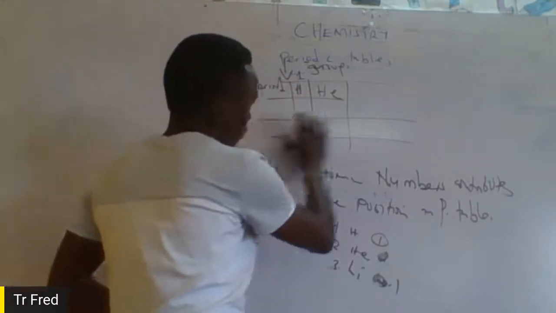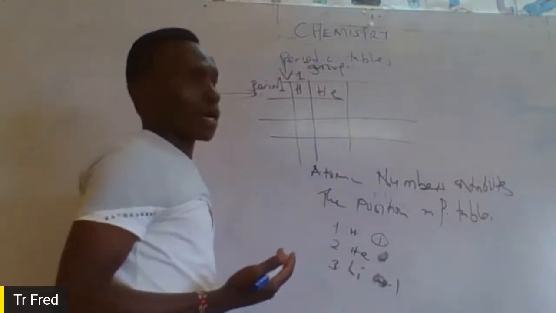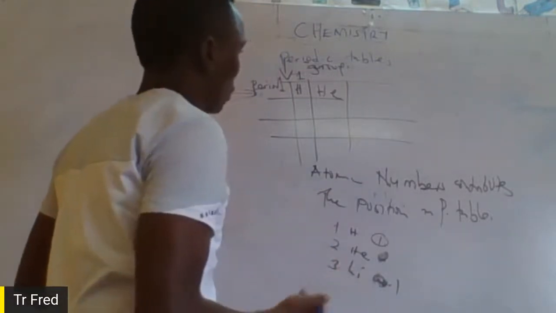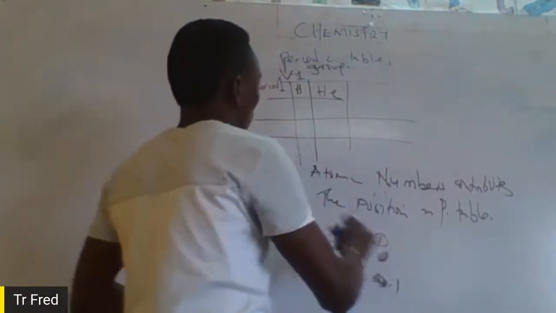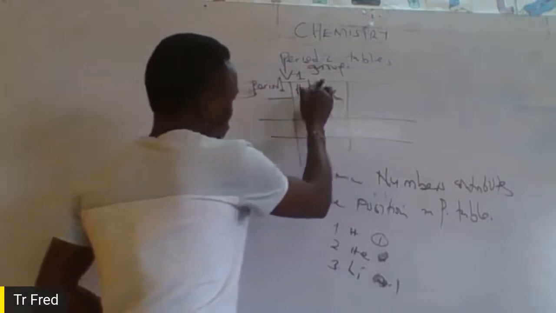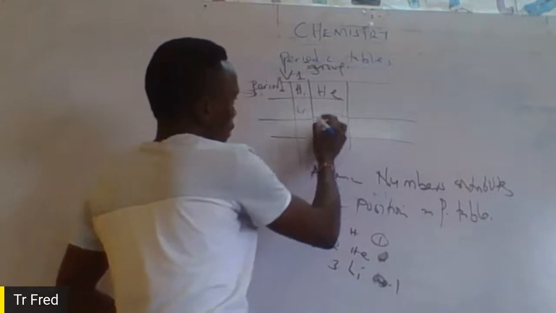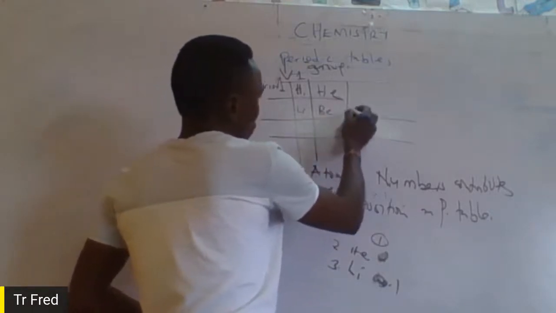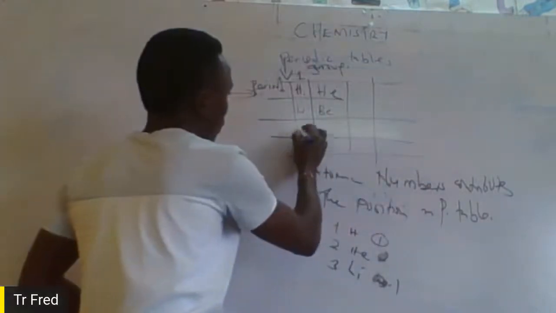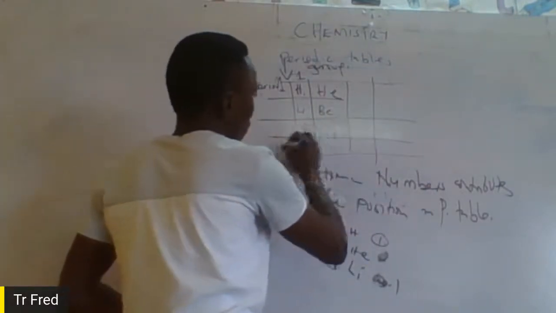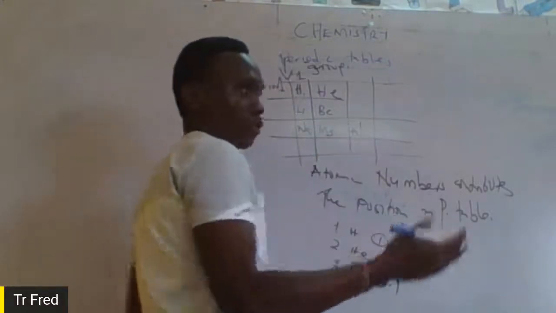So across the period, we have an increase in the number of outermost electrons, or the number of energy levels increasing across the period. Therefore, from hydrogen to helium, then we get to lithium, which is 2, 1. Then beryllium, boron. Then from there we get sodium, magnesium, aluminium, and so on and so forth.